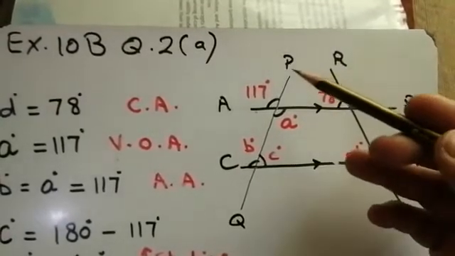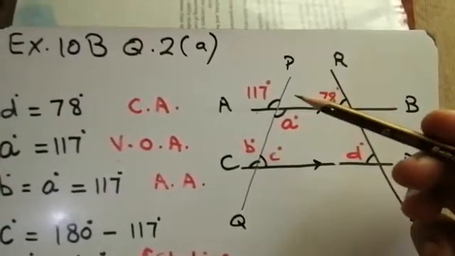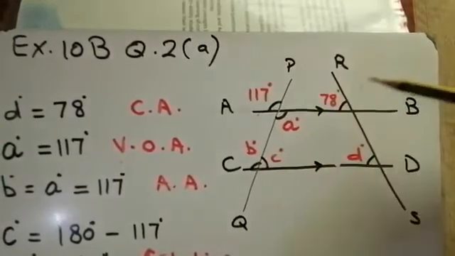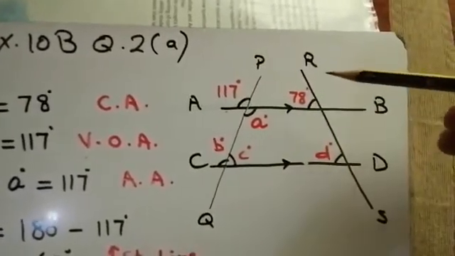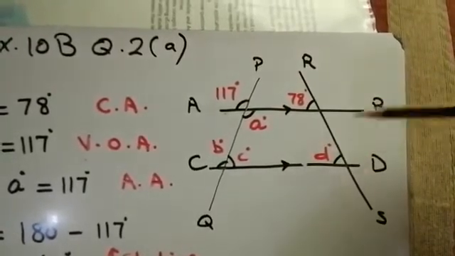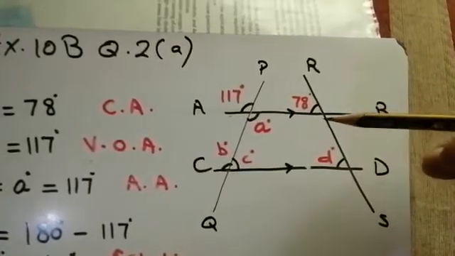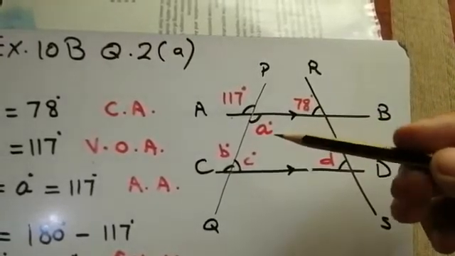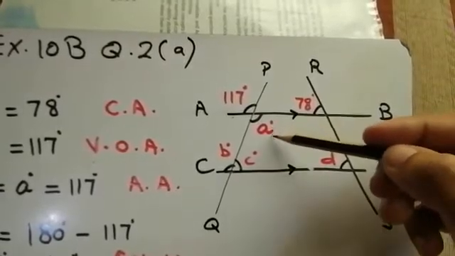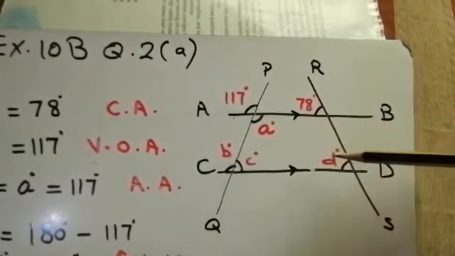You can also see that there are two transversal lines which are intersecting this pair of parallel lines. PQ is one transversal, whereas RS is another transversal intersecting this pair of parallel lines. Now what we have to do is calculate these four unknown angles. From this diagram we have to calculate the size of angles A, B, C and D.